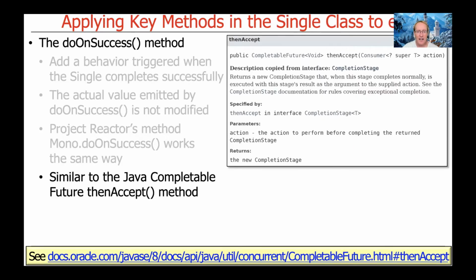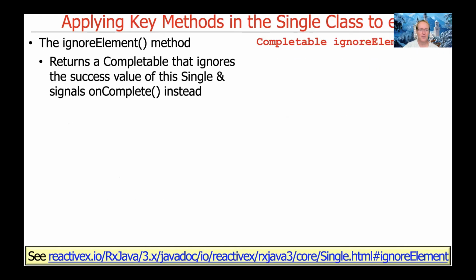You can think of the doOnSuccess method as being very similar to Java completable futures' thenAccept method, where, if you recall, thenAccept registers an action that has a side effect, but it doesn't actually change the output. In fact, there really isn't any output with thenAccept, but it's basically the same idea. You're getting something back and you're having a callback invoked on success, which is just the way that doOnSuccess works.